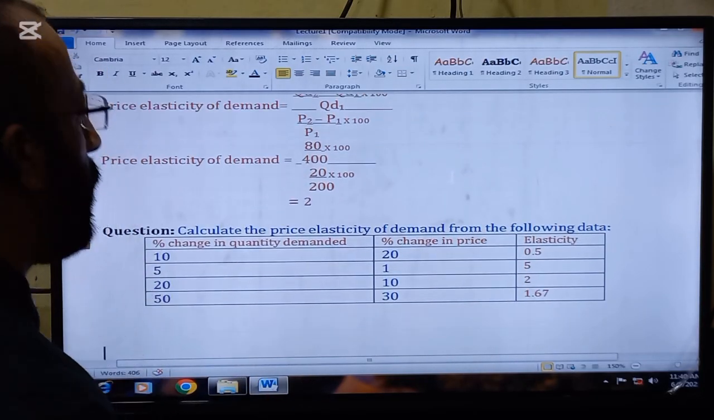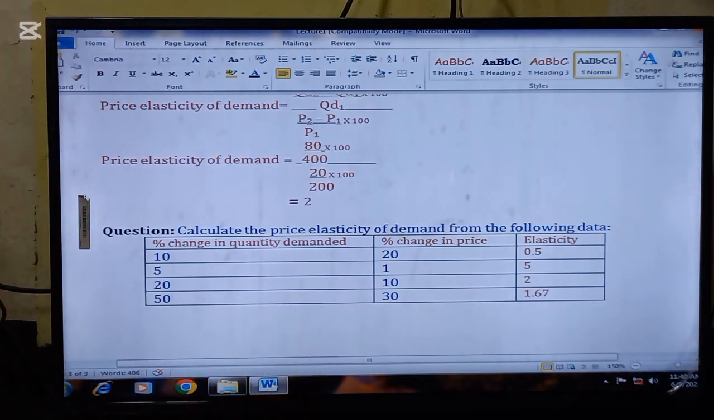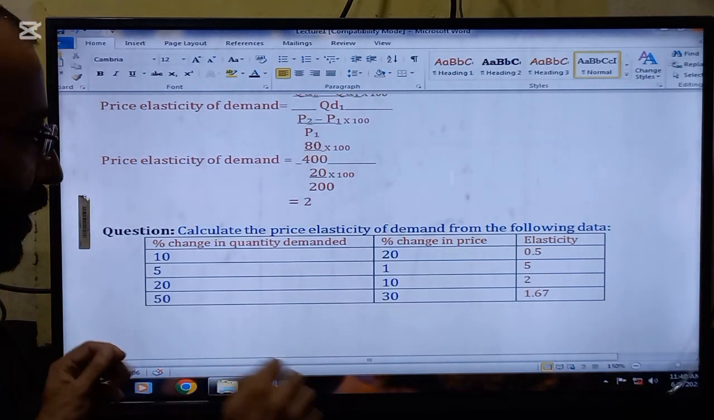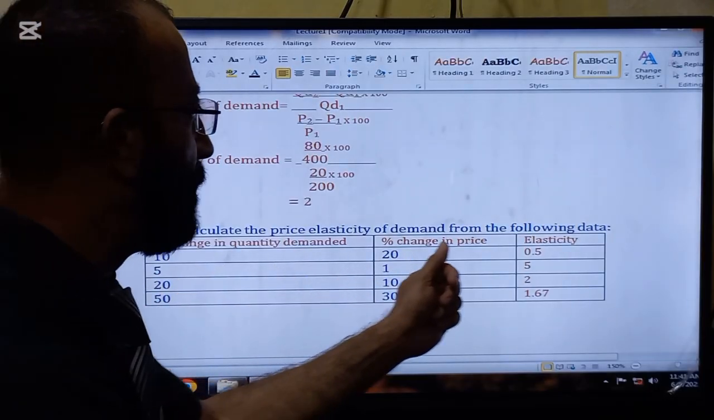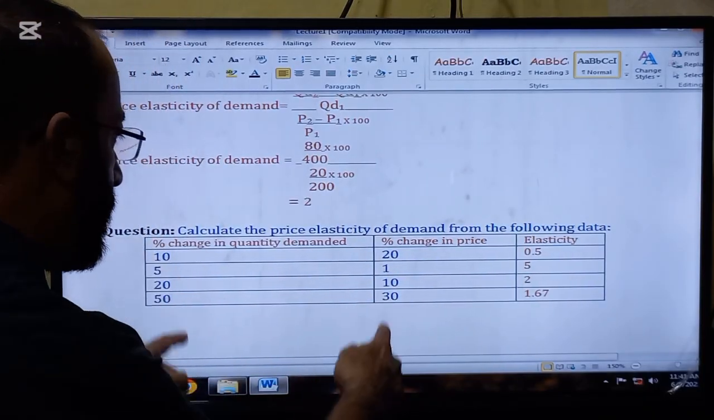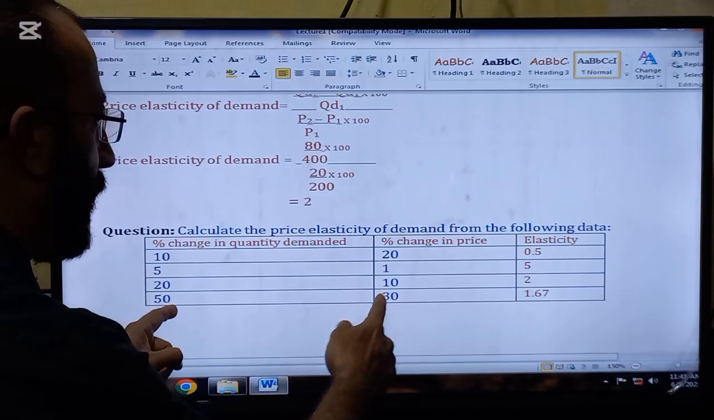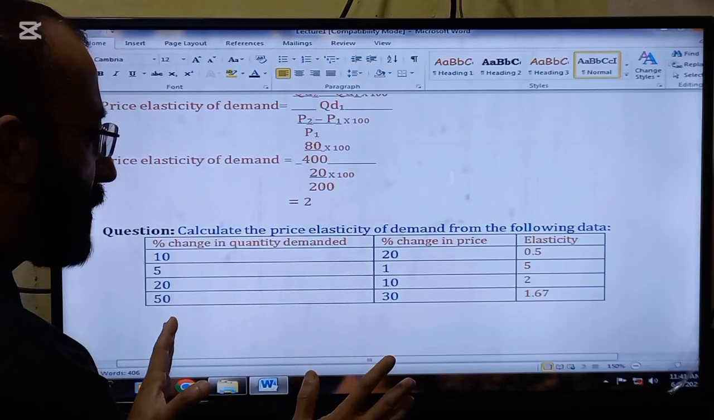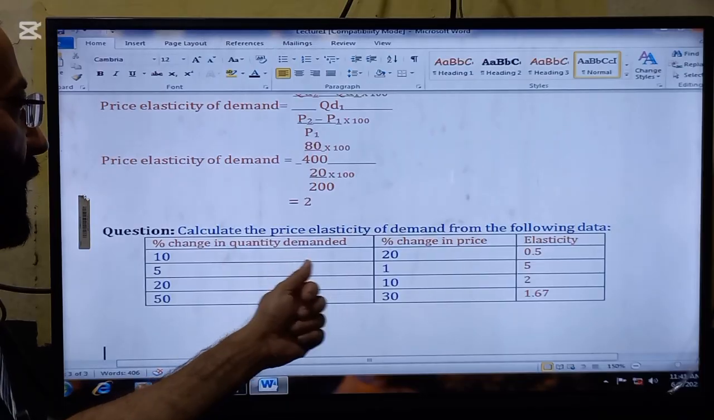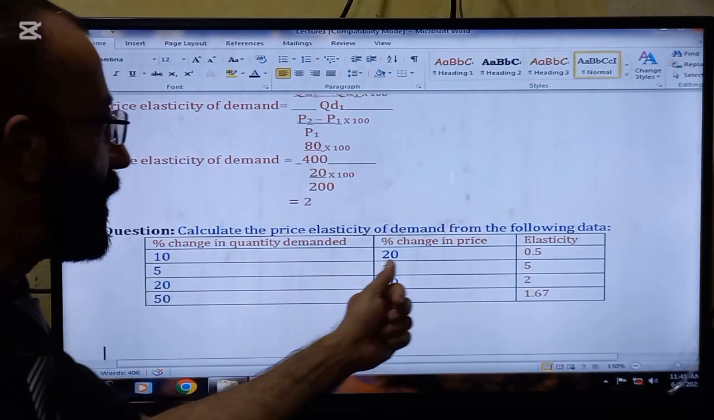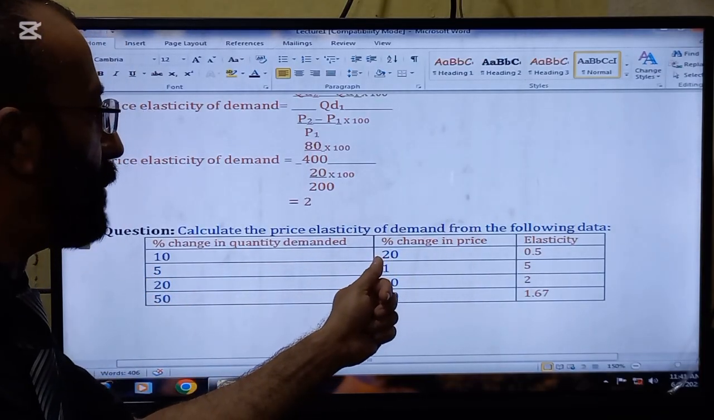And the last question of the lecture is one that always comes in the paper. Calculate the price elasticity of demand from the following data. So this data will be given. Now look, no two prices will be given, no two quantities will be given. The percentage change in quantity demanded is given, and the percentage change in price is given.